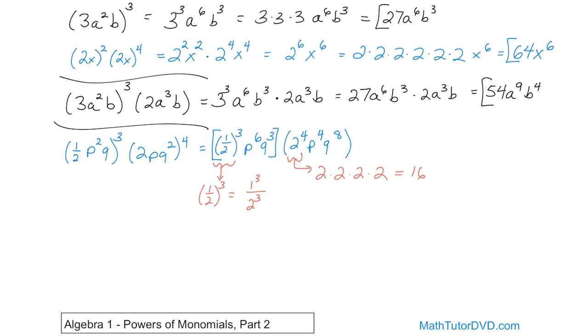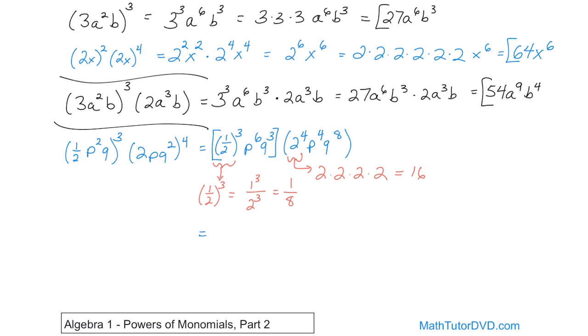So what you have is, on the top, 1 cubed is 1 times 1 times 1, which is just 1. And on the bottom, 2 cubed is 2 times 2 times 2, which is 8. So what we figured out by just writing off to the side is that 1/2 raised to the power of 3 is 1/8, and 2 to the 4th power is 16. So now we have enough to finish our answer.